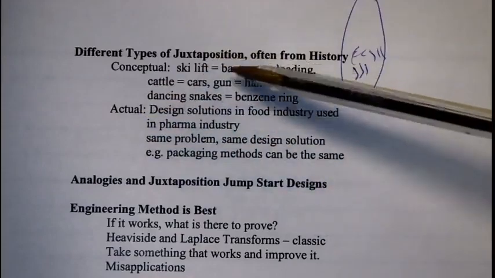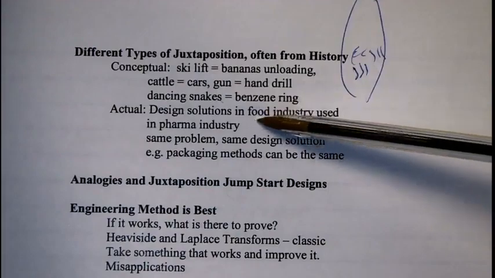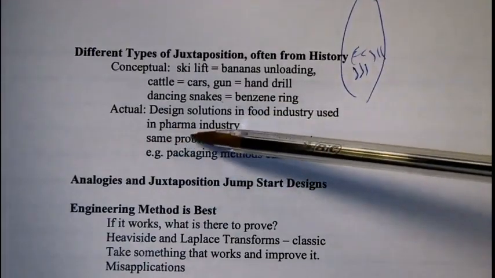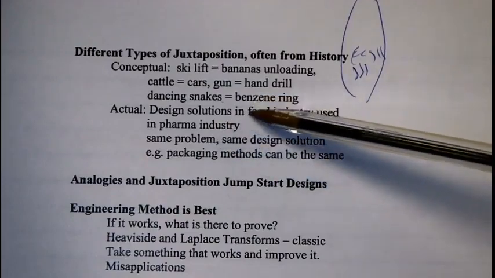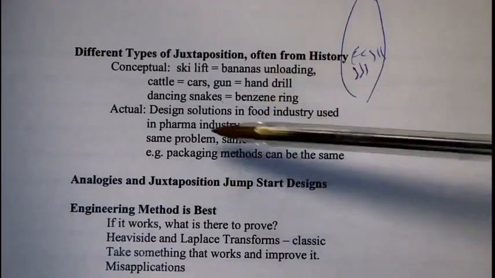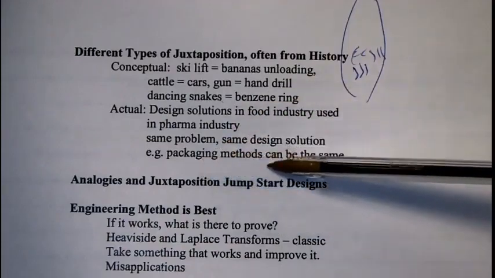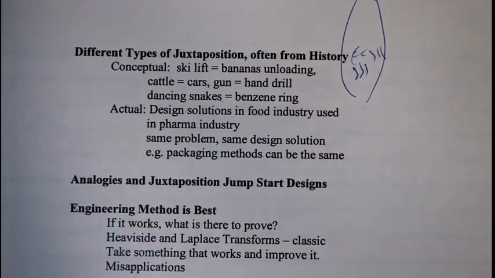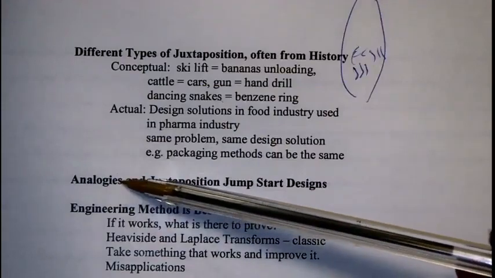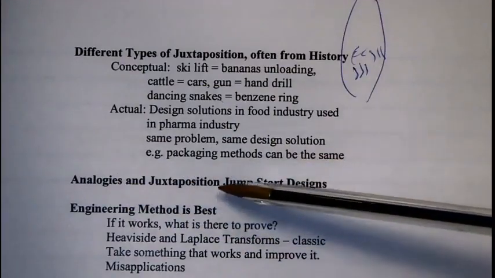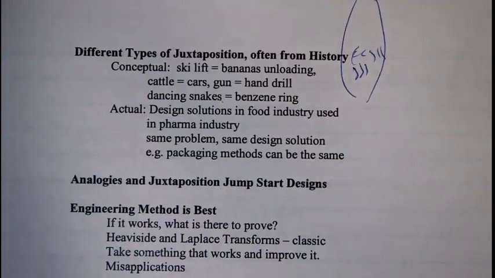Now, what also happens is actual design. Take the food industry and the pharma industry. They don't necessarily compete, but they have similar problems, so they have the same problems and the same design solutions. Maybe they have the same packaging methods. So this is the idea of analogies and juxtaposition, and what happens is they jumpstart your design.